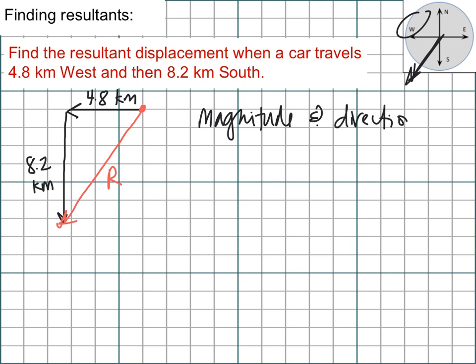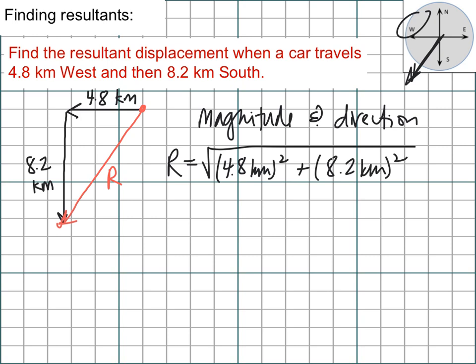The magnitude is just how far am I actually going to be traveling. And that I can find using the Pythagorean theorem. So r squared would equal 4.8 squared plus 8.2 squared. So r would be the square root of all that. So 4.8 kilometers squared added to 8.2 kilometers squared. And I go through and do all of that, and I come up with 9.5. And since both of those are measured in kilometers, they have to be the same unit, then this answer also comes out to be in kilometers.